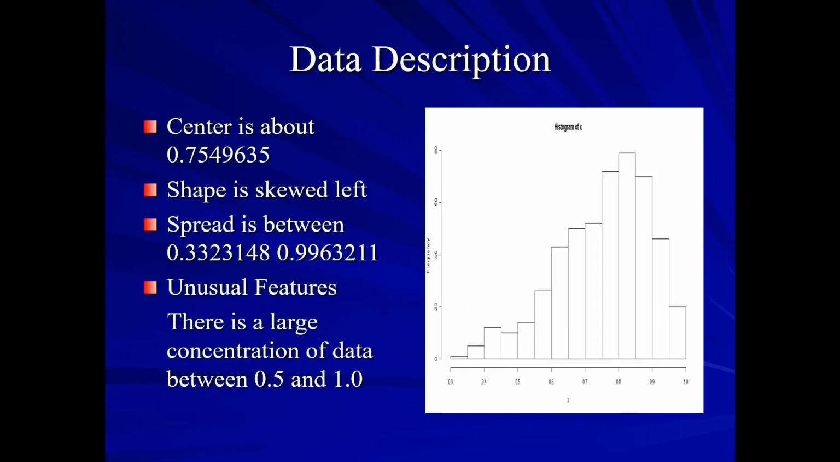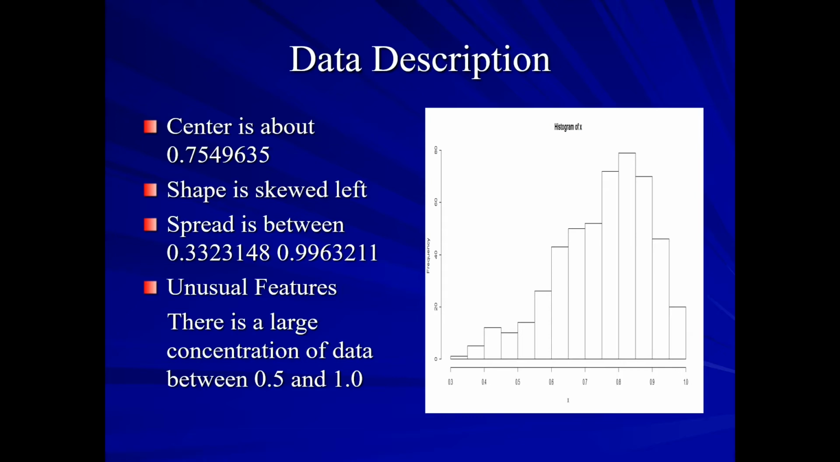Our next data set. We're centered at approximately 0.75. But in this data set, notice our tail now goes to the left. So we are skewed left. Our spread is between approximately 0.33 and 0.99. And our unusual features in this case, there's a large concentration of data between 0.5 and 1.